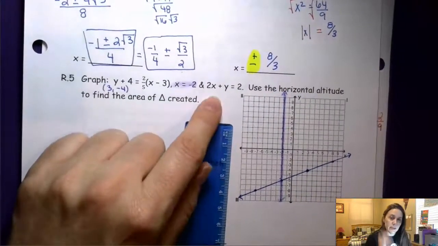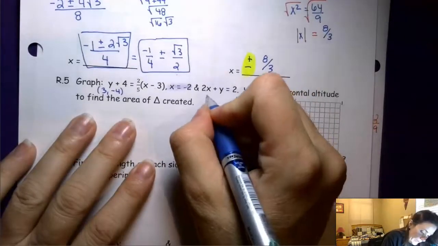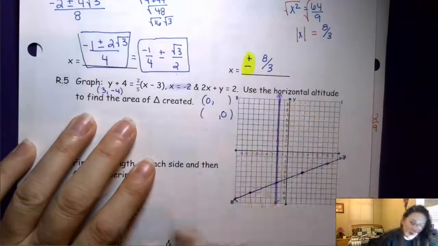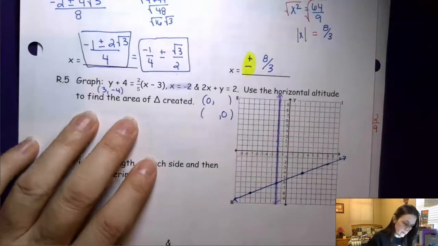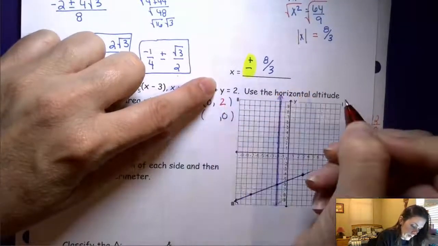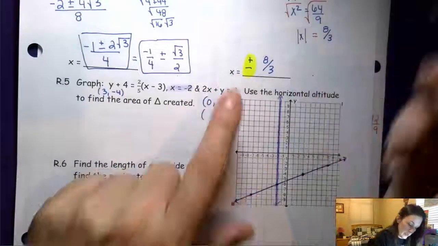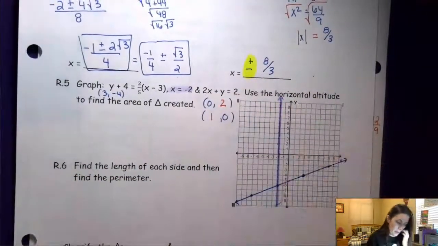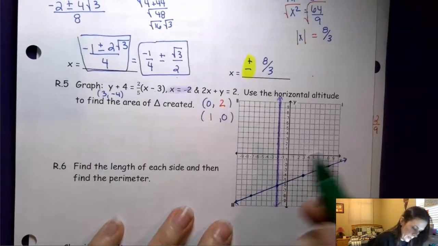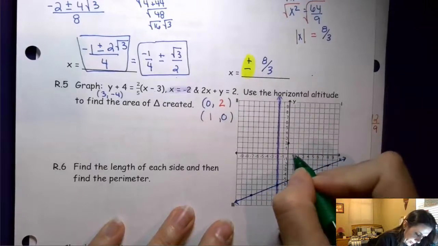My last one is in standard form, so I like to use my cover-up method. I say if x is 0, what is y going to be? And if y is 0, what is x going to be? So if x is 0, y will be 2. If y is 0, 2x is 2, you would divide by 2, and x will equal 1. These are 2 points you plot. I'm going to go to 0, 2, and 1, 0.